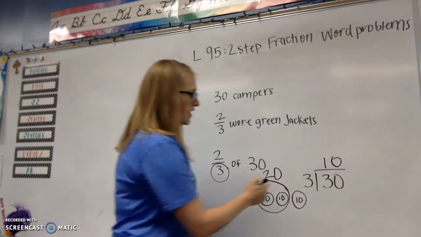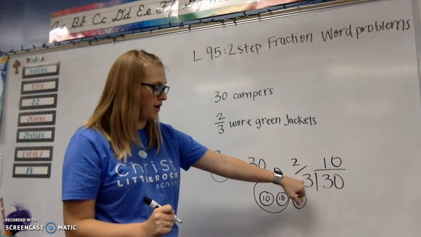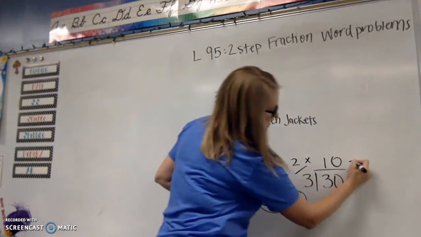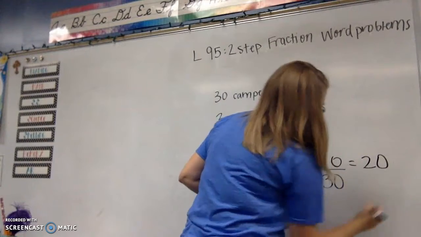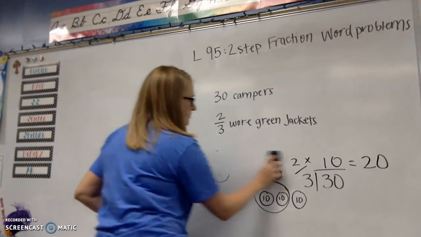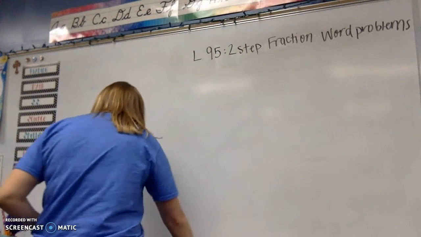Okay. Another way I like to do it is, off to the side, I'm finding 2/3 of 30. If I go across the top, 2 times 10 equals 20. So let's try another one. I'm going to look at my examples.